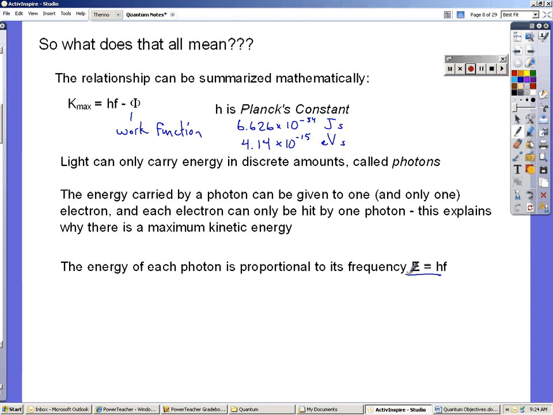It also explains why the maximum kinetic energy of the electrons goes up with frequency. Because if a high frequency photon has more energy than a low frequency photon, then the electron that gets hit by the high frequency one will come out with more kinetic energy than the one that got hit by the low frequency. So that is how we explain all that. And that's very, very important. Light carries energy in discrete amounts. The amount of energy in that discrete amount is proportional to the frequency.